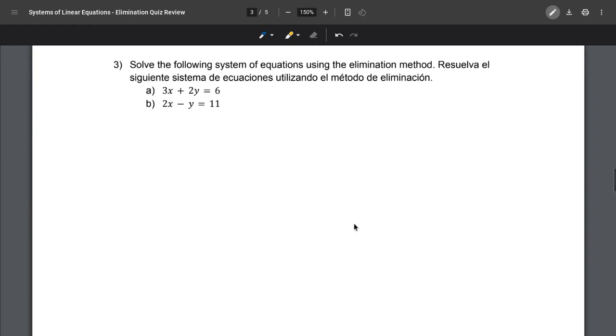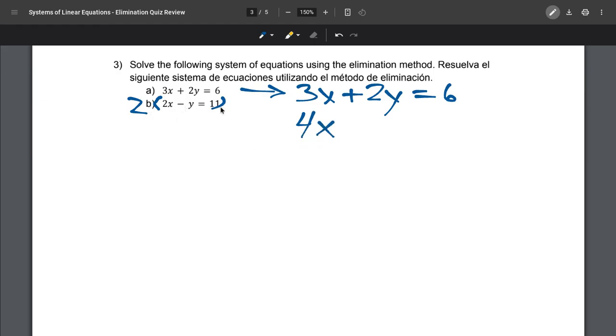All right, this next one here, it's not as straightforward because we have a plus 2y here, we have a minus y here. So really, I want to multiply this bottom equation by 2. All right, so the top one's going to stay the same. 3x plus 2y equals 6. The bottom equation, we'll do 2 times 2x, so 4x. 2 times the minus y, so minus 2y equals 2 times 11, so 22.